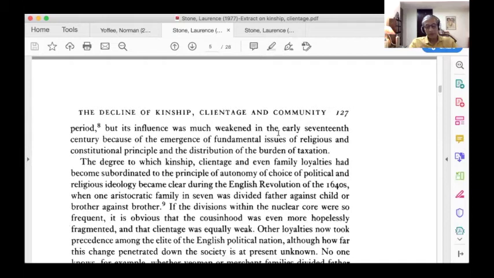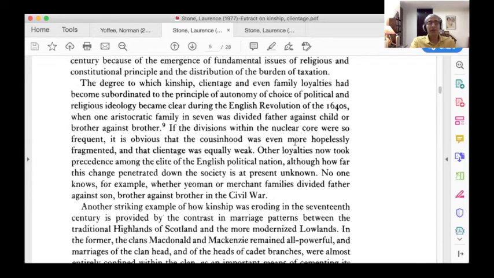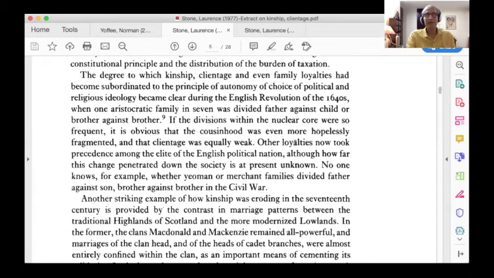So you see this central authority of the court trying to consolidate its power in all sorts of ways, and alongside a whole series of other developments, this family structure also shifting, and clientage and family loyalties becoming subordinate to the principle of autonomy of choice of political and religious ideology. This became clear during the English Revolution of the 1640s, when one aristocratic family in 7 was divided father against child or brother against brother, right?